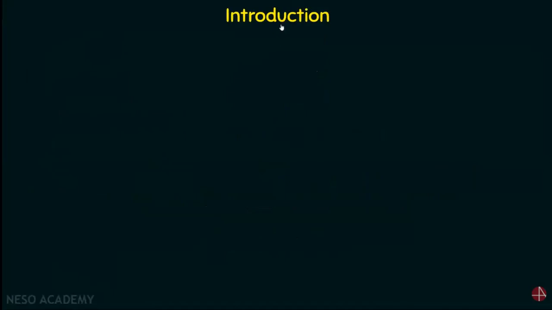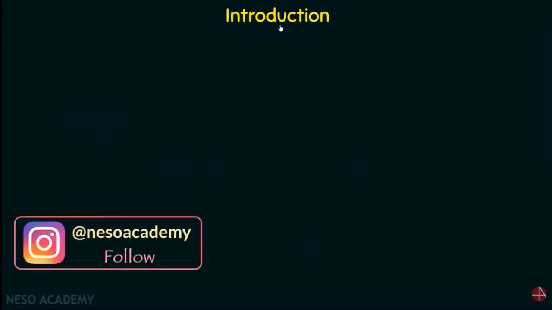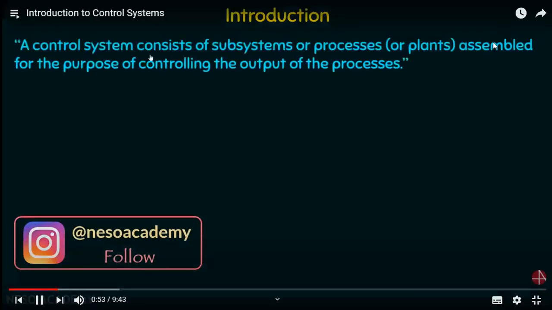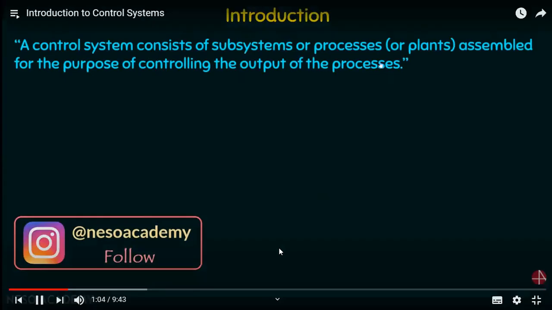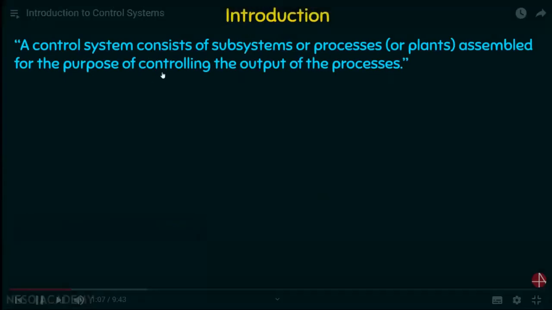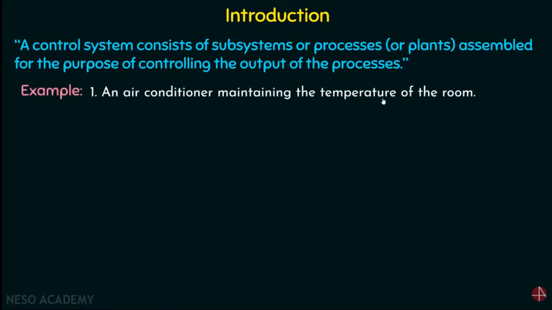So to study the control systems in a predefined manner, let's start with the definition of control systems. A control system consists of subsystems or processes assembled for the purpose of controlling the output of the processes. It simply says that a control system consists of subsystems or processes assembled for the purpose of controlling the output. Note this statement, controlling the output. So we can say that any control system will take an input, process the input in a predefined manner, and generate a desired output. For example, an air conditioner maintaining the temperature of the room. I have already quoted you.